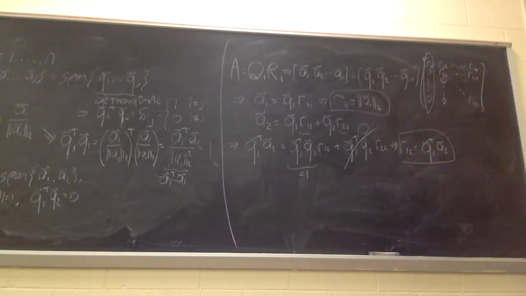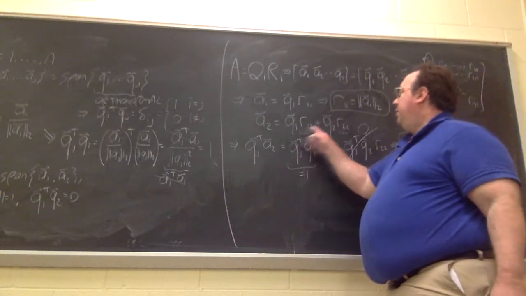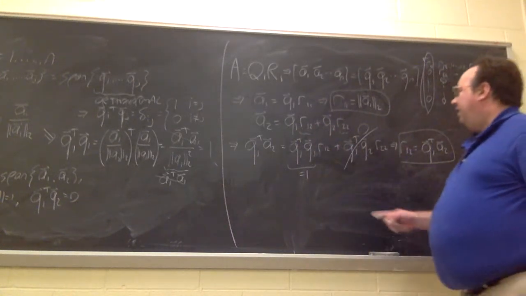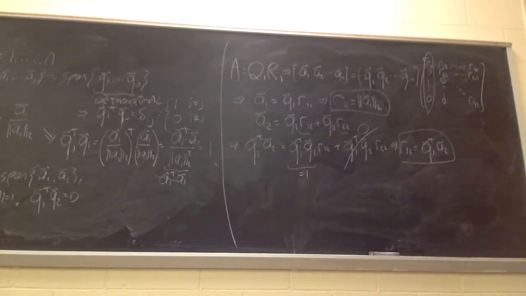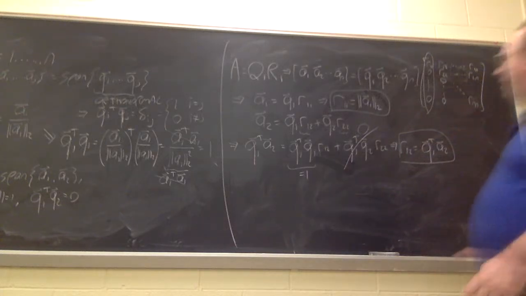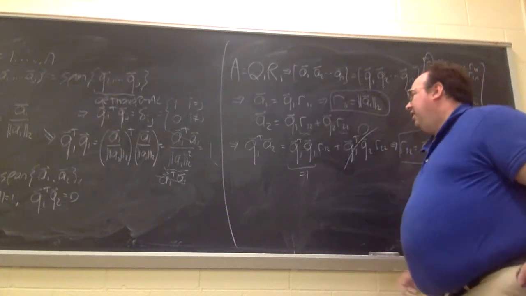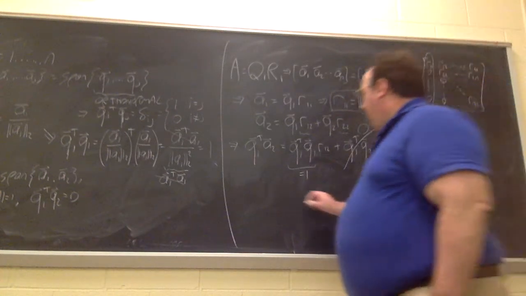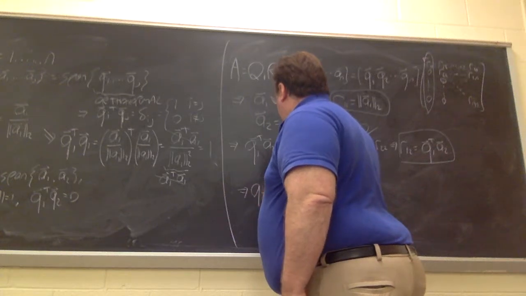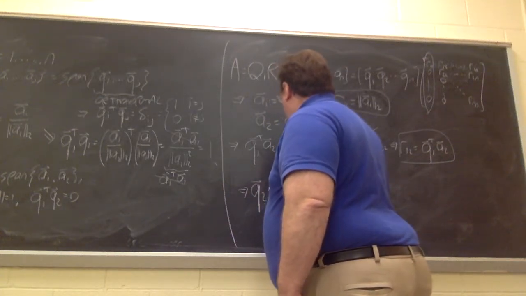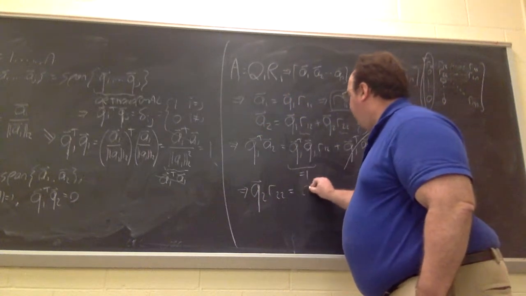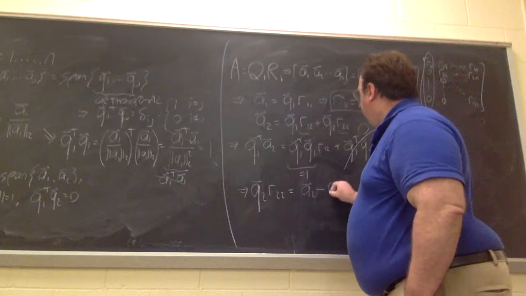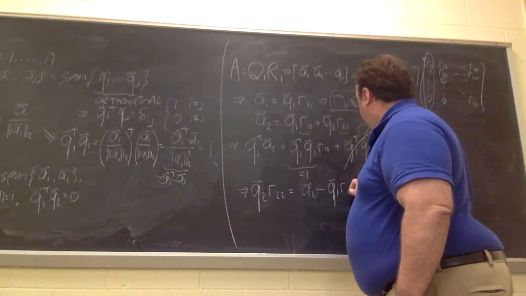Now, I have R12, but Q2 and R22 are still unknown. And having those two unknowns complicates matters until you realize what properties Q2 is supposed to have. Q2 has to be a unit vector. So here's what I can do. Q2 times R22 must be, I have to rearrange, A2 minus Q1 R12.